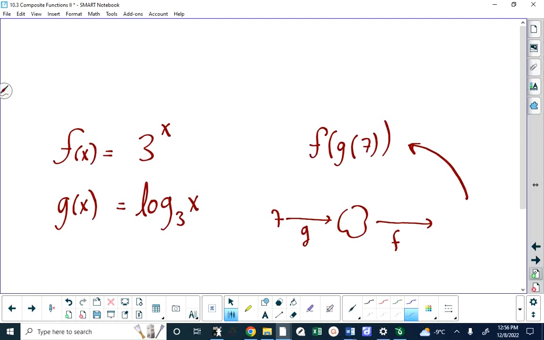How many of you know what the answer is without doing anything on your calculator? Or you suspect? It's 7. So is that a coincidence?